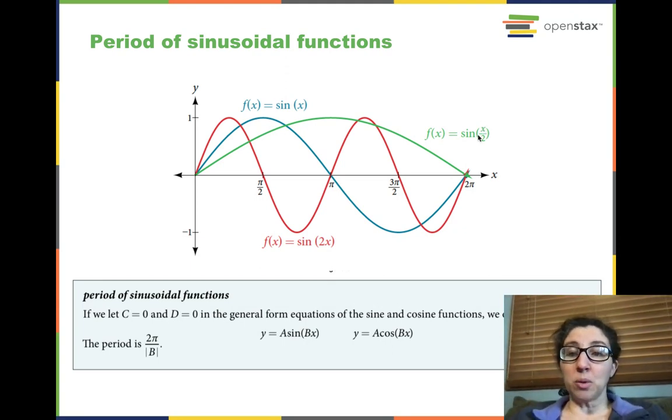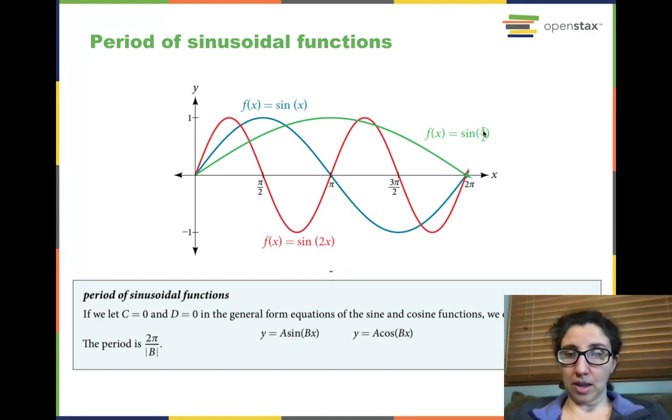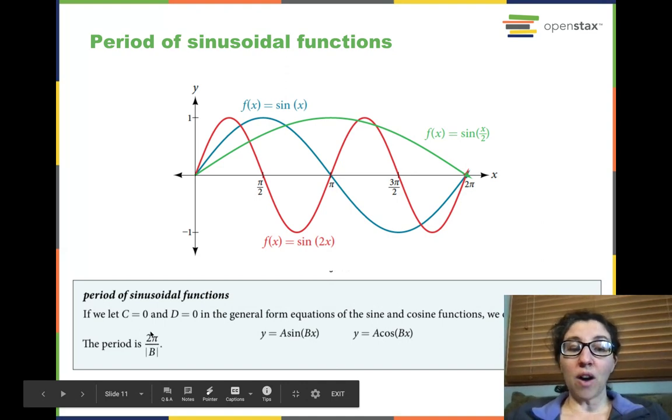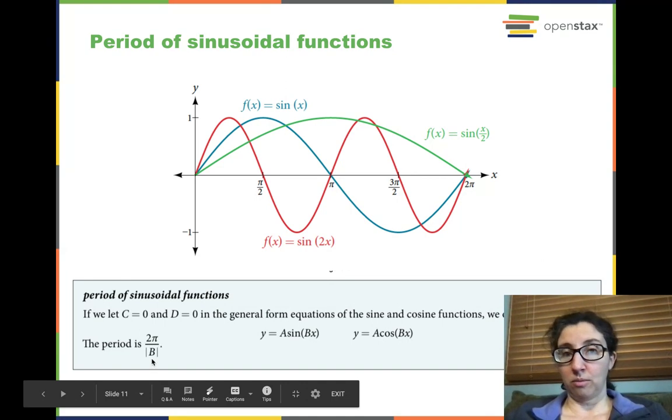So here's what this would look like. The green one that's being stretched has the equation sine of x over 2, and this one has sine of 2x. Okay. So here's how you figure out what the period is. Here's your b. It's the coefficient of x. You divide 2 pi by that b value. So in this case, our b value would be 2.